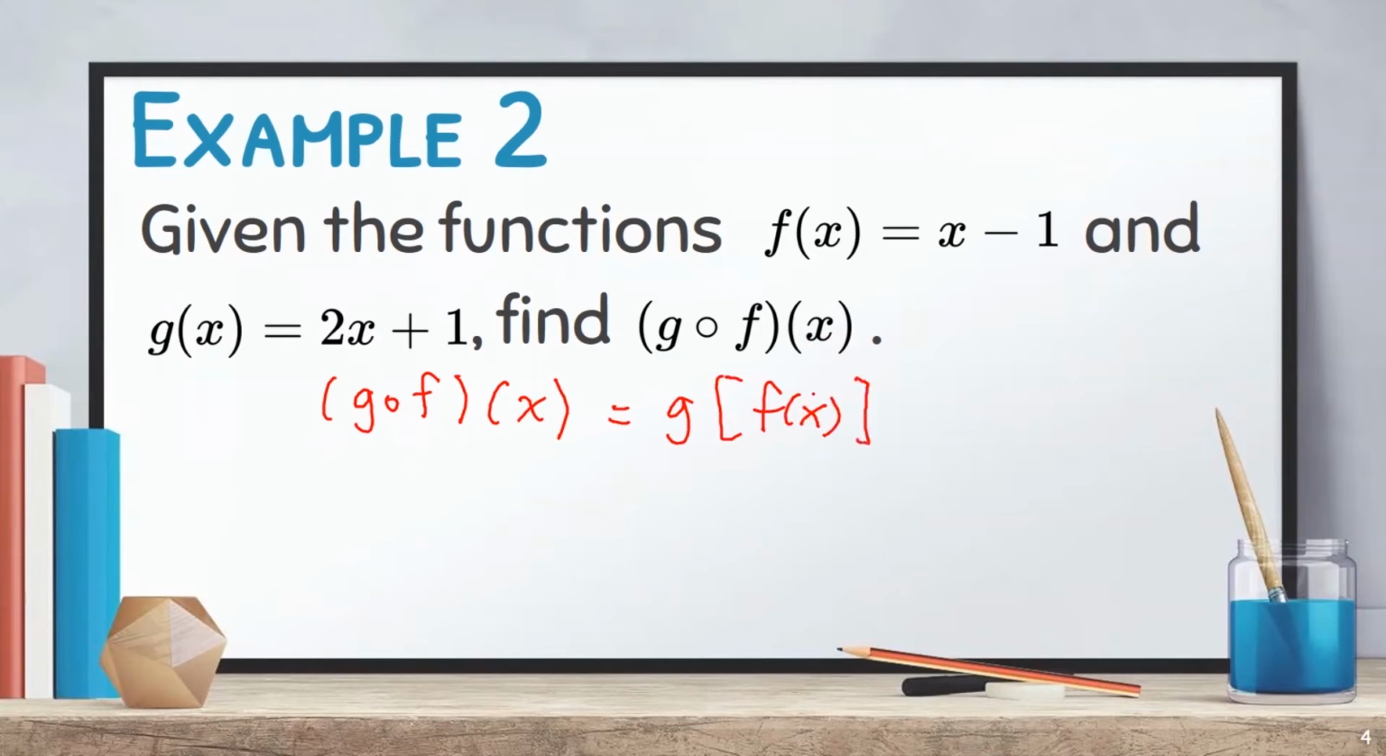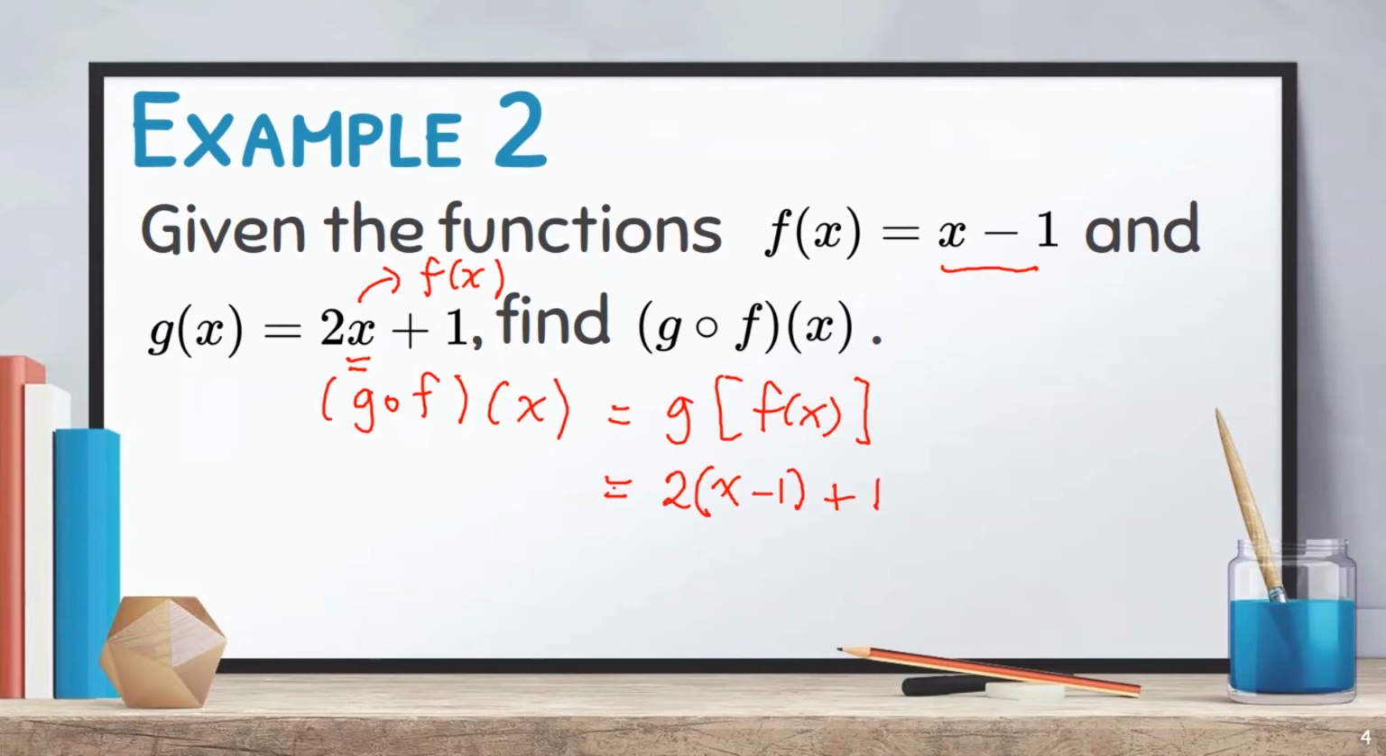This time, what we need to change is the x on the g of x, and we need to substitute f of x to this x. So this x will become the entire f of x. So what will happen is 2, copy 2, times x will be changed into x minus 1. So that would be 2 times x minus 1 and then plus 1.